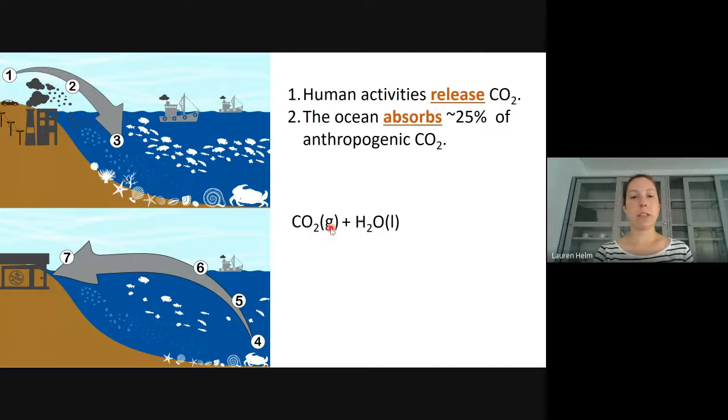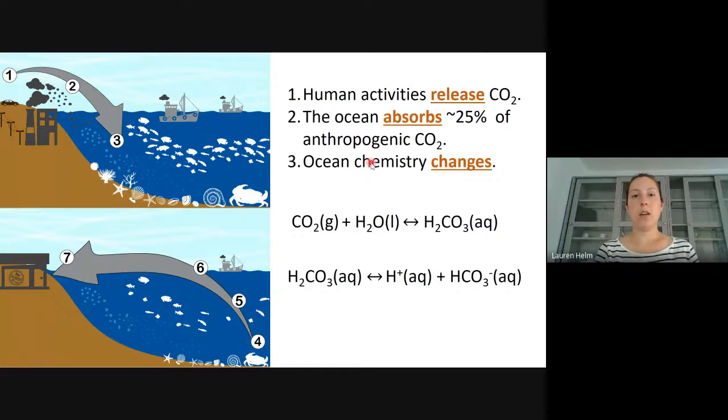Now, if we want to represent that carbon dioxide, we have our gas and water, what the ocean is predominantly. That's going to change the chemistry of our ocean. So we're going to have a chemical change. Our carbon dioxide and our water react to form carbonic acid. We saw this in our acid-base unit. The carbonic acid dissociates or splits into a hydrogen ion and a carbonate ion. And so in step 3, we see the chemistry of our ocean changing.